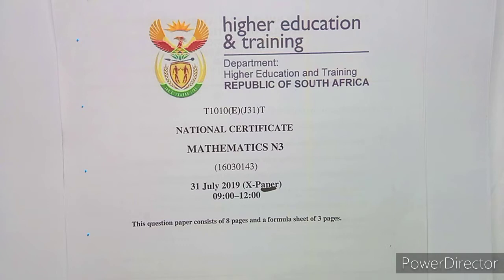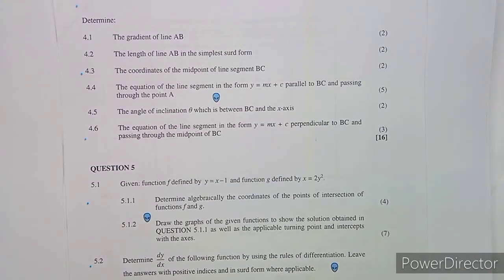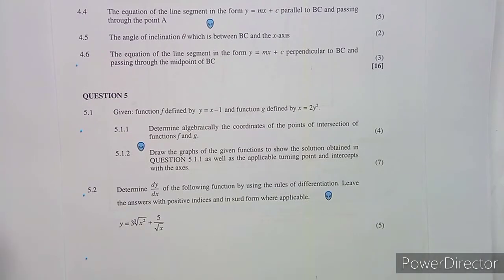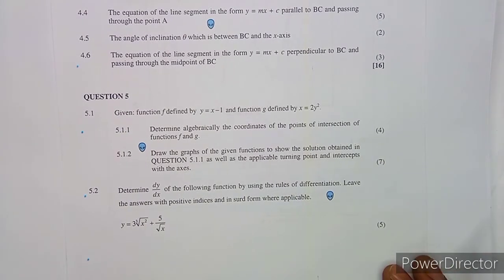Still working on the question paper which was written in July 2019 for mathematics N3. So remember we managed to work on the first part and the other questions, working up to question number 4, where we had that question 4 which was actually not clear, and so we shall just quickly rush to question 5. That's what we have.